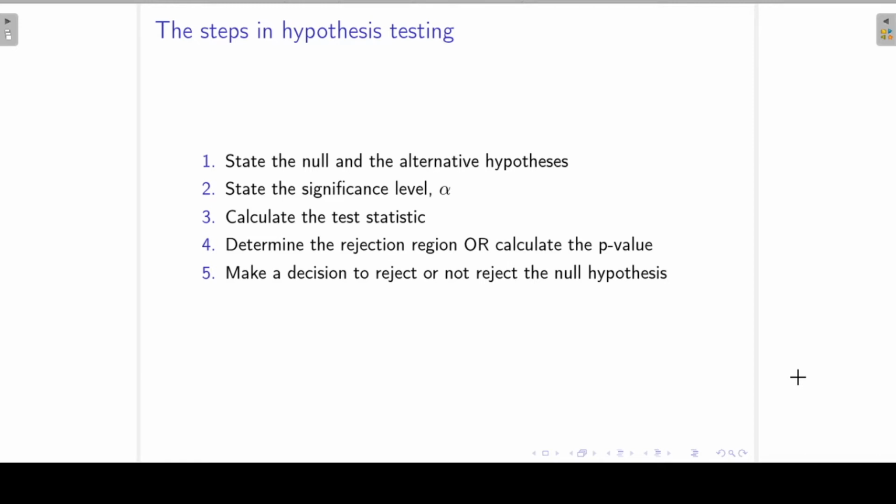Step 5, based on what we got in step 4, we will make a decision to either reject the null hypothesis or to not reject the null hypothesis. And then in step 6, we make a conclusion in terms of the original problem statement.